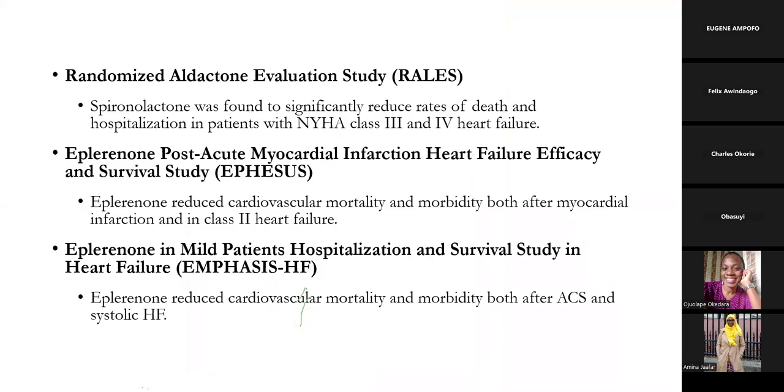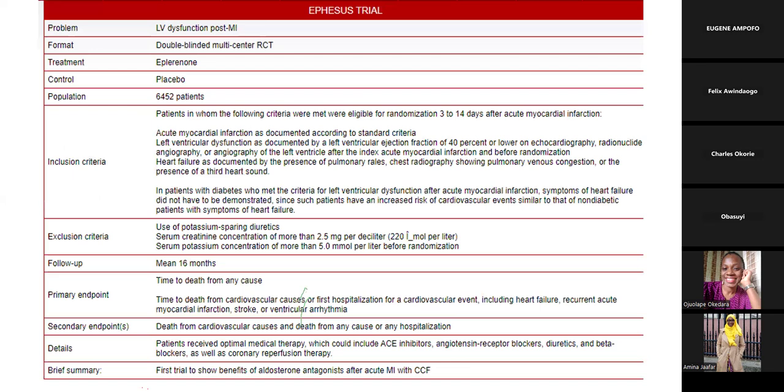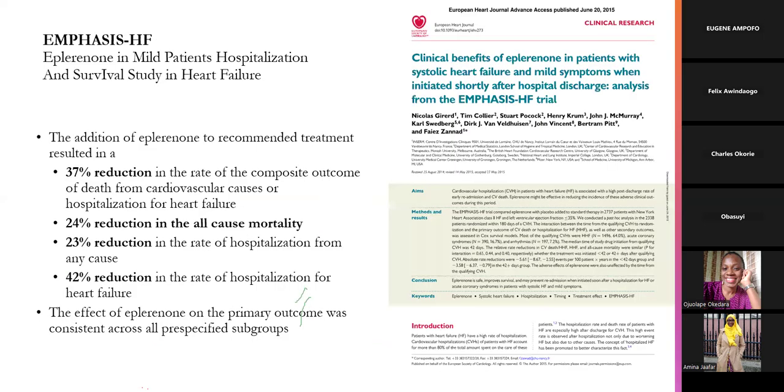We all know of RALES, EPHESUS, and EMPHASIS. EPHESUS and EMPHASIS are in acute coronary syndrome, myocardial infarction, and heart failure. RALES is in heart failure. EPHESUS was the first trial to show benefit of aldosterone antagonists after acute MI with heart failure; eplerenone was used in that study. Generally, RALES was for heart failure with reduced ejection fraction, using New York Heart Association class 3 and class 4. EMPHASIS showed clinical benefits in patients with systolic heart failure with mild symptoms initially, shortly after hospital discharge.